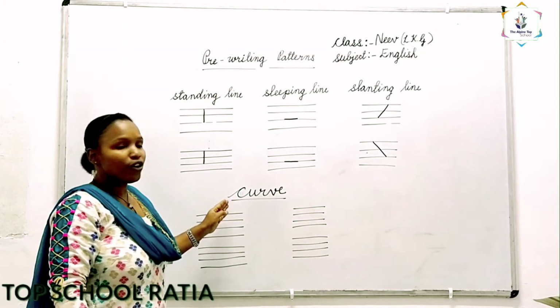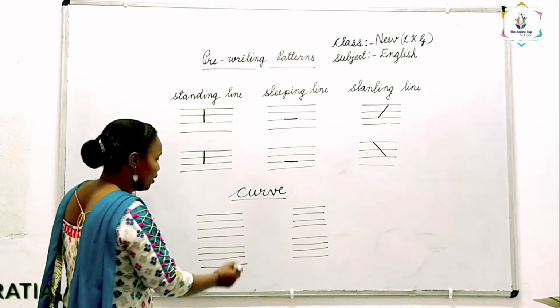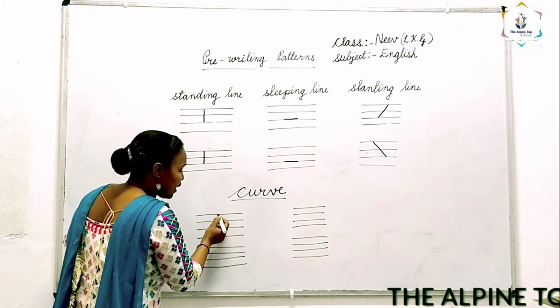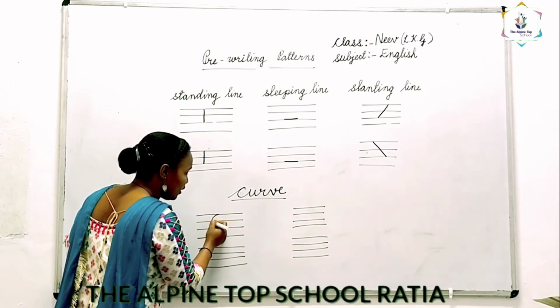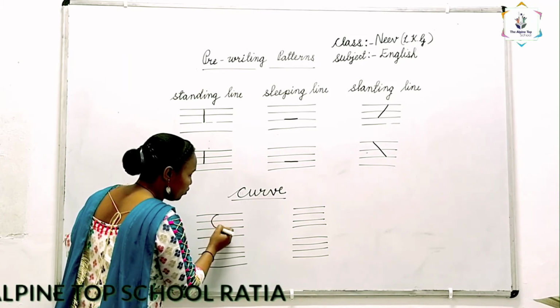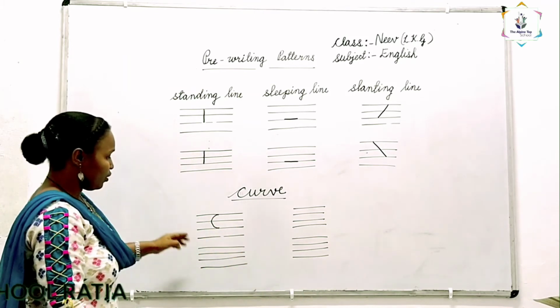Next, we are going to learn the curve. From the first line, like this, you have to come back to the second line. Then again go down to the third line. This is the curve.